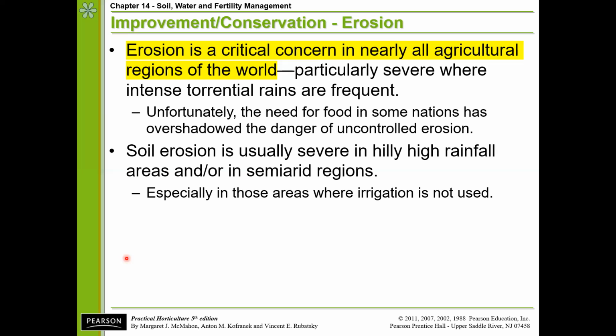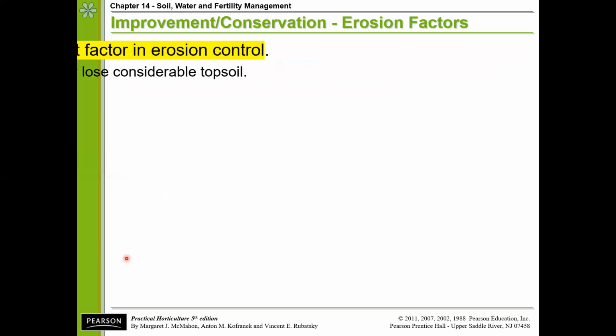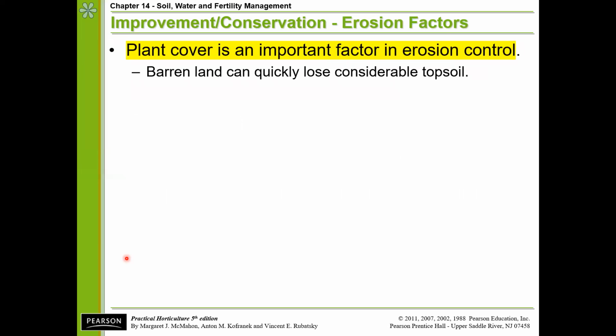It does generally tend to be the most severe in areas that have more topography, more terrain, and high rainfall. But even in arid regions, you generally get a lot of that rainfall all at once. So it could be a short period of a lot of rainfall, not necessarily just a whole lot of rainfall over the season. So how do we prevent erosion?